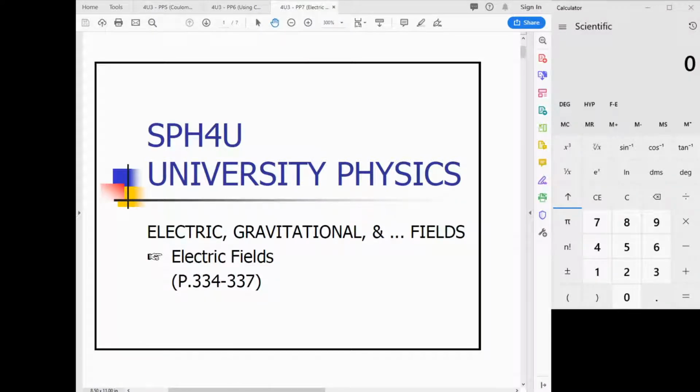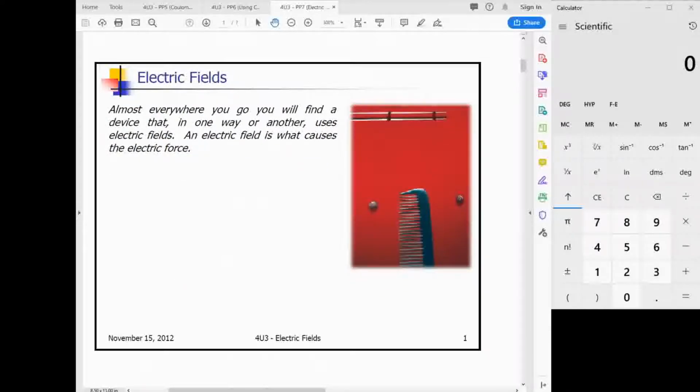So this lecture is 7.3 from your textbook. It's on electric fields. Almost everywhere you go, you'll find a device that makes use of an electric field of some kind. The electric field is what causes the electric force.